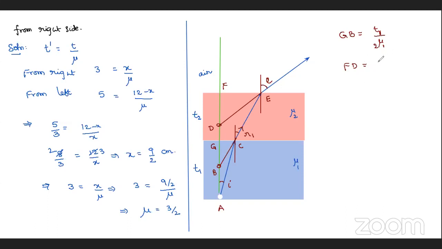FD, the apparent depth, is equal to the original depth T2 plus GB. FB.